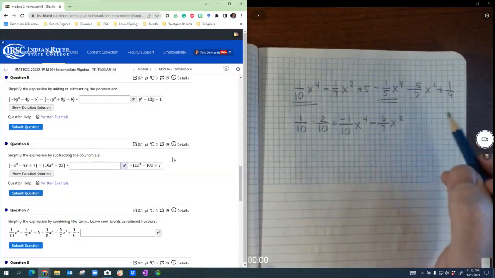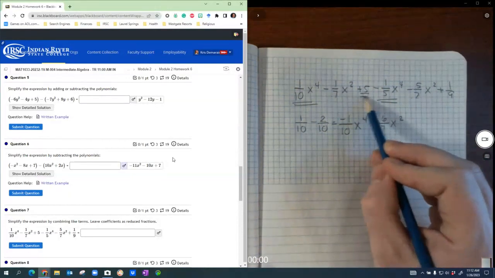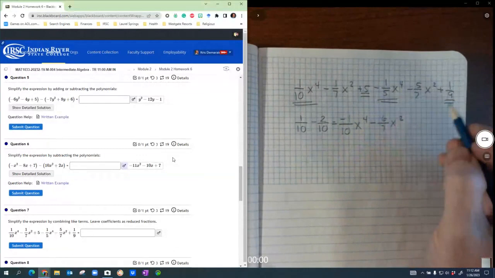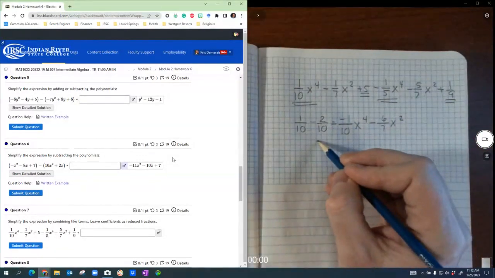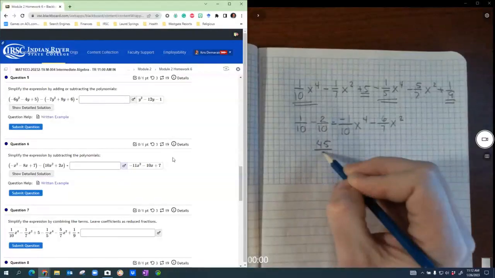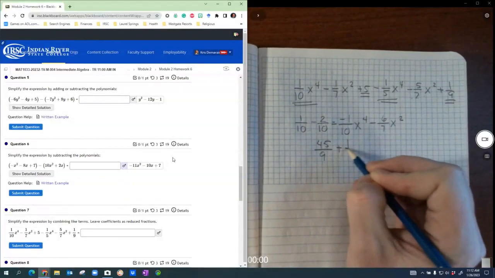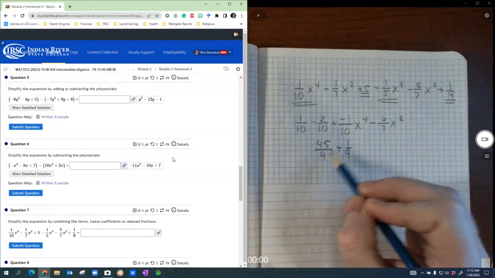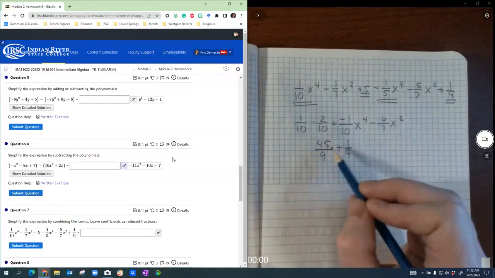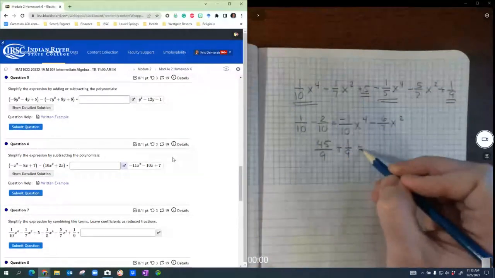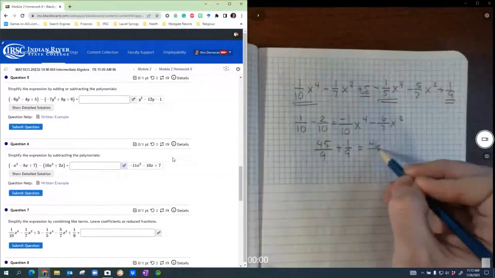And then we're going to combine these two terms together. So 5 is understood to be 45 over 9, added to 1 over 9, to get the common denominator. 45 divided by 9 is in fact 5. So 45 over 9 plus 1 is 46 over 9.